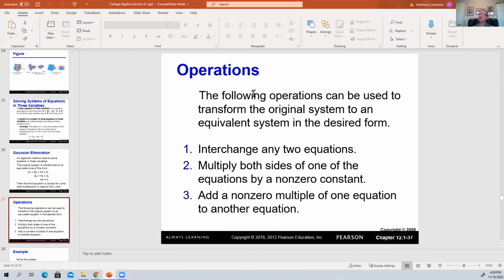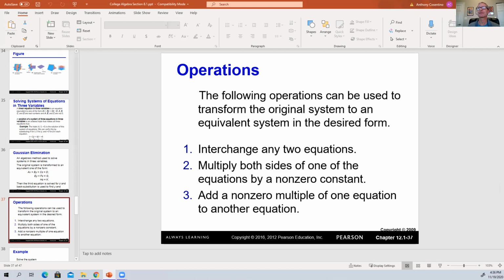Just to refresh your memory, if you didn't watch the first video recording, here are the operations that you could do for elimination. You can change two equations. You can multiply both sides of one of the equations by a non-zero number. And the third thing is you could add two equations and replace one of the equations with that new equation, the sum of those equations. That's how we eliminate variables. The strategy is just like we did in two variables, the same with three, except just a little more tedious.